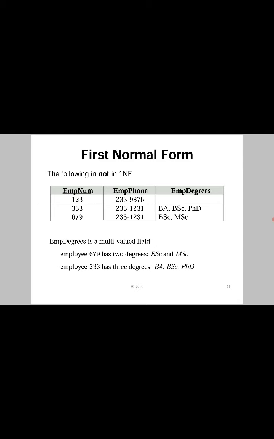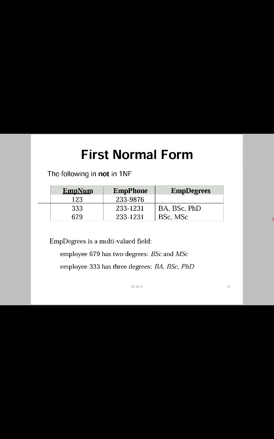The first record has no employee degrees, and the second employee has three values: BA, BSc, PhD, and the third employee also has two qualifications, BSc and MSc. So it is not in first normal form.